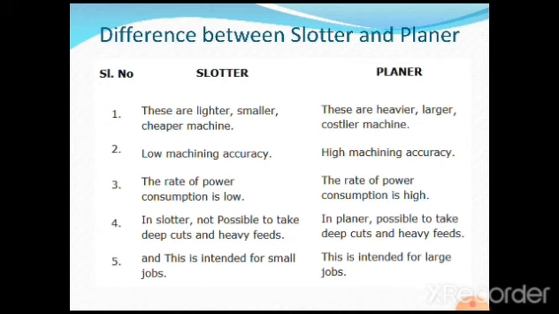So the basic difference we need to understand is that in a shaper there is a horizontal movement of the ram, which carries the tool head along with the cutting tool, whereas in a slotter, the movement of the cutting tool is in a vertical direction. That is very, very important.